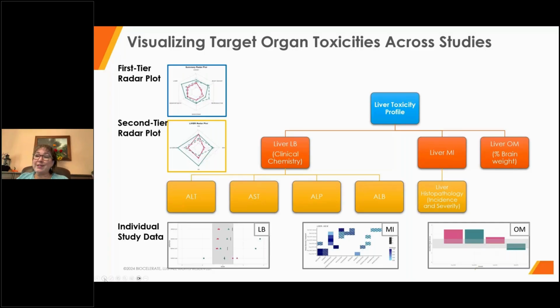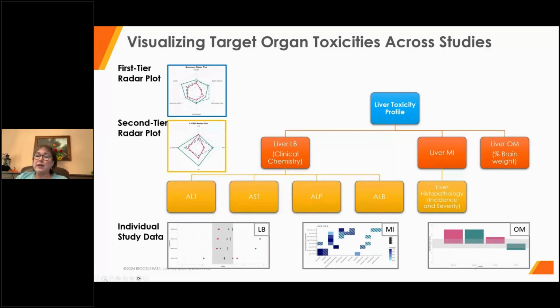So that first tier radar plot is really just supposed to direct you to say, all right, well, maybe all of these products have a significant liver toxicity. Maybe I want to understand more about what's driving that score. So now there's the ability to drill down. Now you get this second tier radar plot. So now if we take the example of the liver, well, what's feeding into that score?